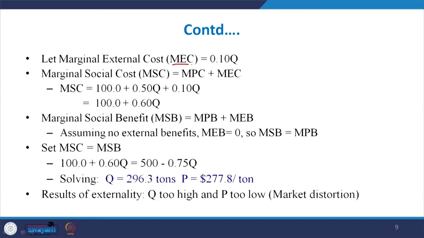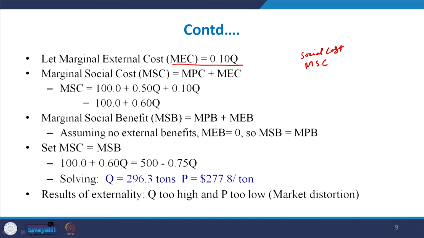So, let me now take per ton of the output produced the externality or pollution generated by the sugar mill, and this is 0.10 Q. So, this is the marginal external cost. So, if 1 unit of output is produced, then 0.10 will be the externality. So, now externality we know. So, now we can estimate social cost, and that is marginal social cost.